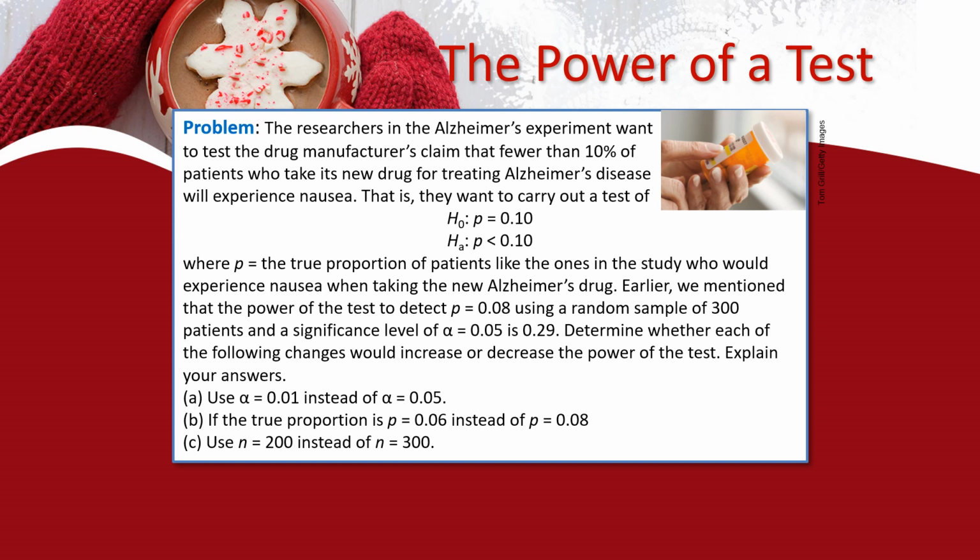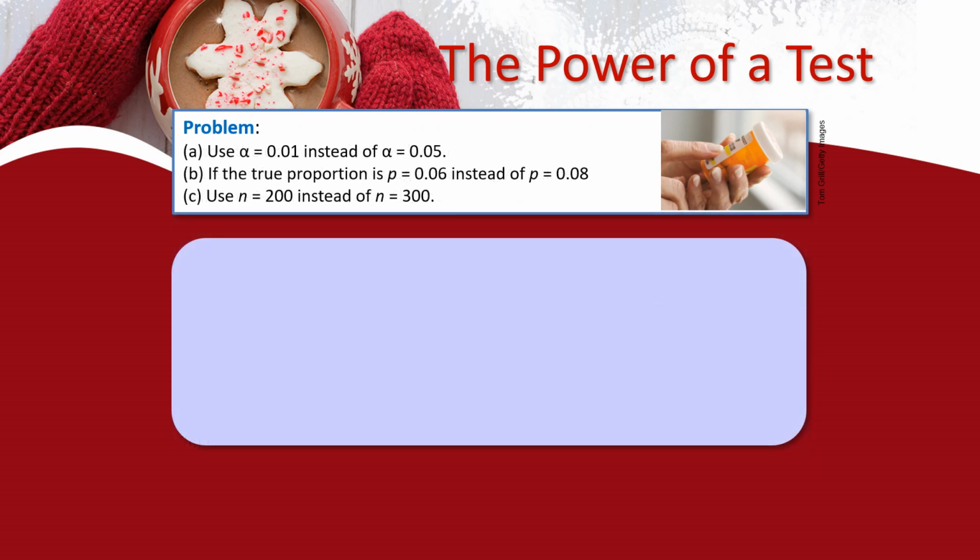Determine whether each of the following changes would increase or decrease the power of the test. Explain your answers. So what we're saying is, how are these things going to change for A if we use an alpha of 0.01 instead of 0.05? B, if the true proportion is 0.06 instead of 0.08, and C, if we use 200 instead of 300. So let's look at A. What would happen if we use a smaller alpha? If we use an alpha of 0.01 instead of 0.05.